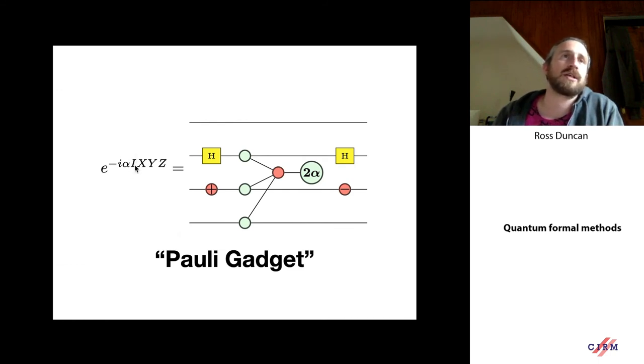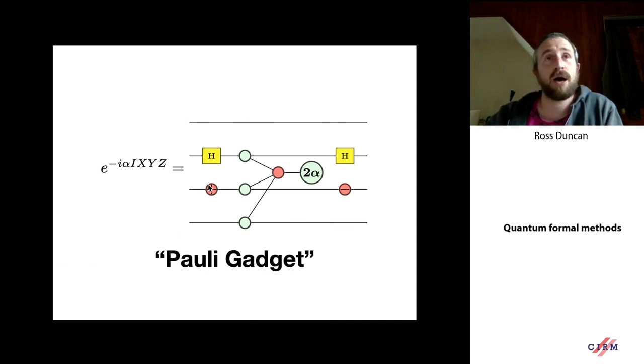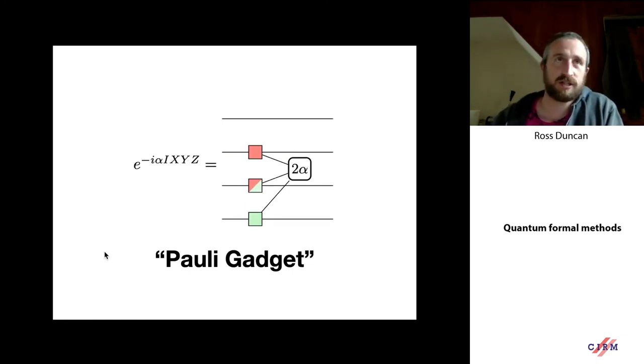So the one where it says I'm not connected at all. At the X1, I've got Hadamards before and after me. At the Y1, I've got this thing, which is a shorthand notation for an X rotation of pi on 2. And this is its inverse. And at the Z1, I don't put anything. That's just as it was before. And so we call that a Pauli gadget. It will be a little bit helpful to have a slightly more compact notation, so we'll change the notation to this. So green still means Z, red means X, and half-half means Y.